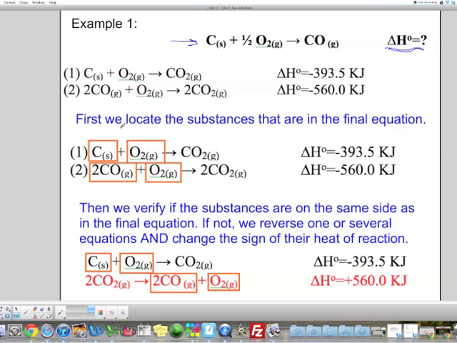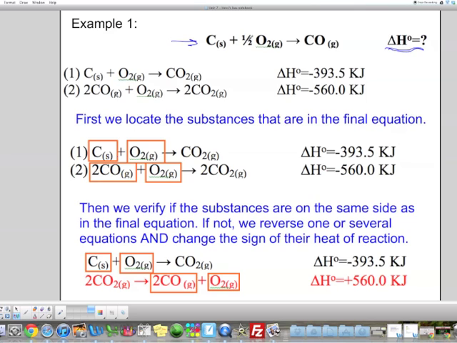There are different ways of approaching this. I'll show you one longer way, and then I'll show you the faster, shorter way for those of you who are comfortable with the concept. First, I want to locate the substances in my individual reactions that do appear in my final or whole reaction. So I need to find my carbon solid. If I'm looking for carbon solid, I have to box in a carbon that is solid. If it was a gas or liquid, it's not the same. I want exactly the same thing. So here I have a carbon solid. Okay, so I need that.